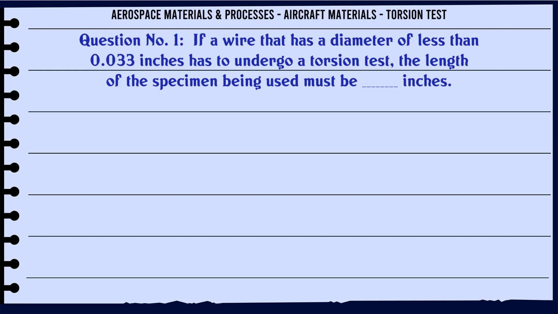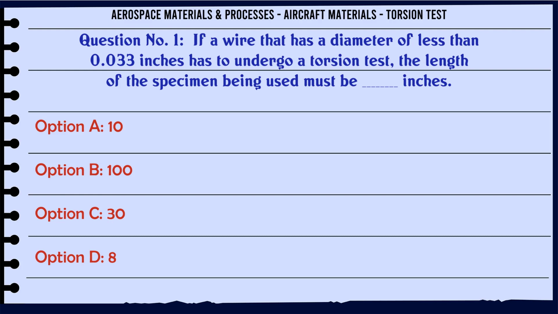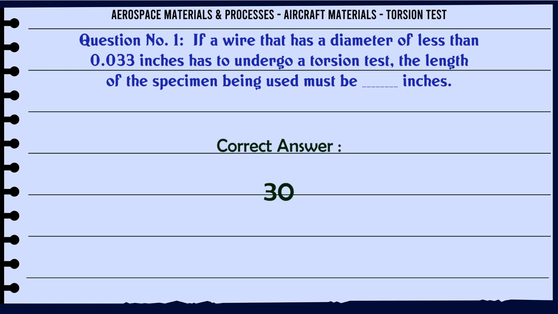If a wire that has a diameter of less than 0.033 inches has to undergo a torsion test, the length of the specimen being used must be ___ inches. A. 10, B. 100, C. 30, D. 8. The correct answer is 30.